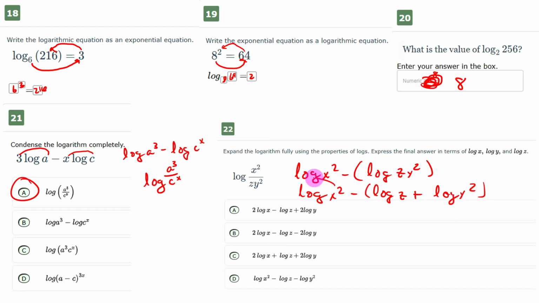Do this at the same time. This can come down here. This can come down here. But the trick here is this negative has to get distributed there. So 2 log x minus log z minus 2 log y. Which one is that? The only one with all the minuses, right? Well, this one.